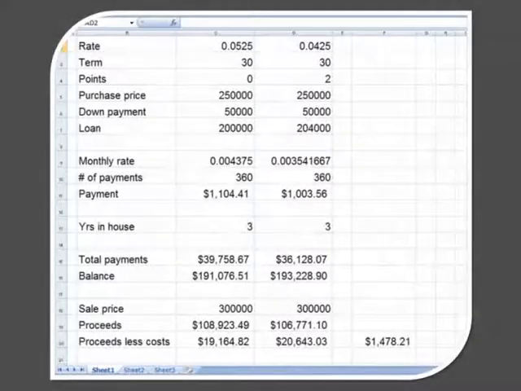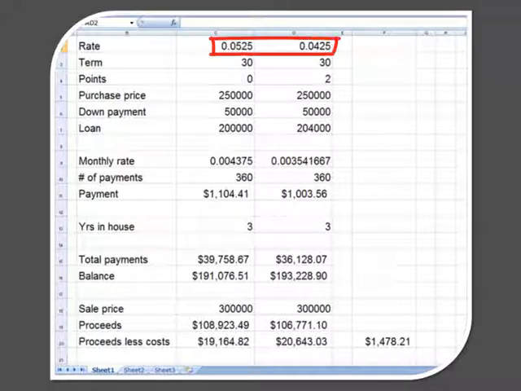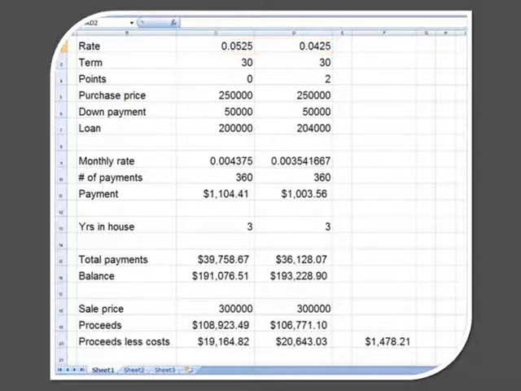We're looking at the spreadsheet that we're going to use to evaluate our 2 different mortgage alternatives. In cell C2 and D2, we see the different rates for our two different mortgages. Our first mortgage has 5.25% and our second mortgage has 4.25%. Now they're both 30-year term mortgages. In cell D4, you'll see that the second mortgage has 2 points associated with it, whereas in cell C4, you'll see that the first mortgage has no points associated with it.